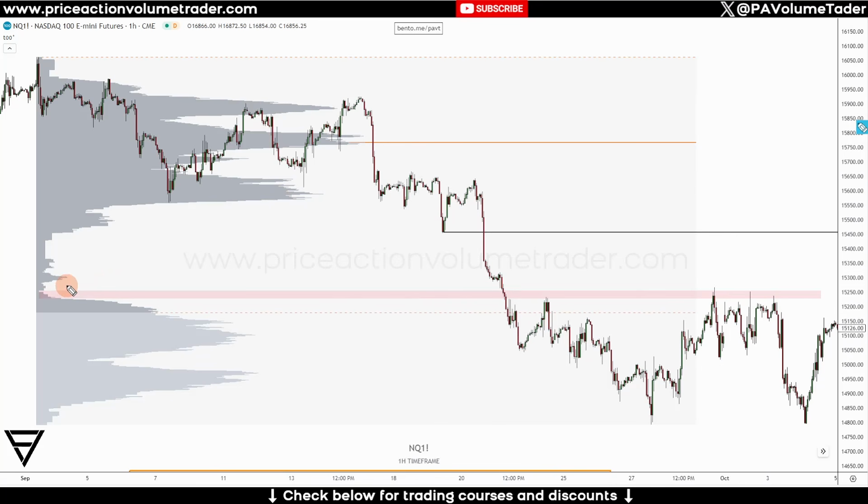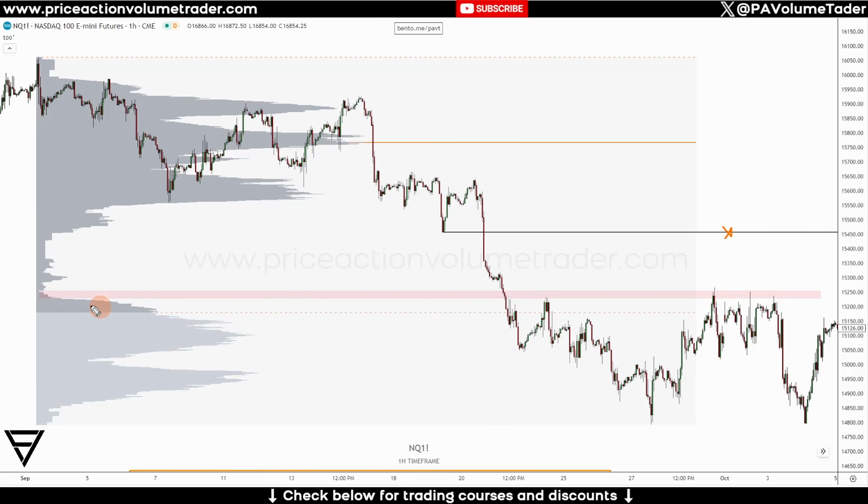So immediately, what do you see? A big high volume node with a very nice edge, a very big low volume node area right here, and then another huge high volume node. And then obviously you can see a swing low here, a very impulsive breakdown as well. So this is going to be a potential area to fill.